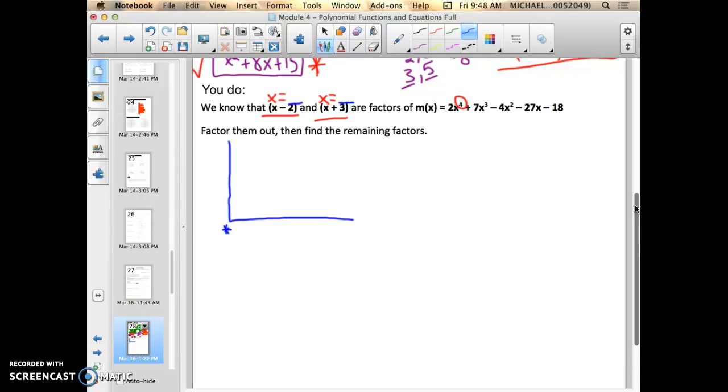So go ahead and pause the video, try dividing out x minus 2 on your own, and then play the video so you can check your work with mine, and then continue on from there.